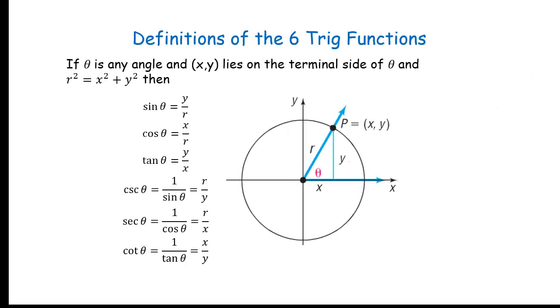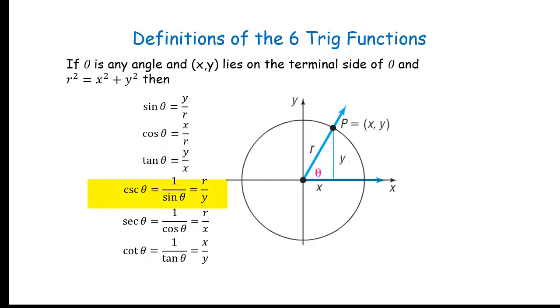The definitions of the 6 trig functions that I'm going to use are the following. Theta is an angle, (x, y) lies on the terminal side of the angle, and r is the radius of the circle on which x and y lie. So r squared is x squared plus y squared by the Pythagorean theorem. If that's the setup, then sine theta is y over r, cosine theta is x over r, tangent theta is y over x. Cosecant theta has two expressions.